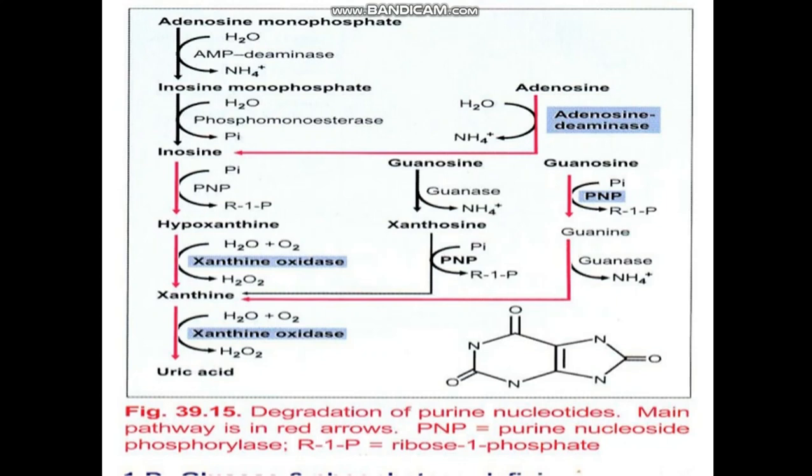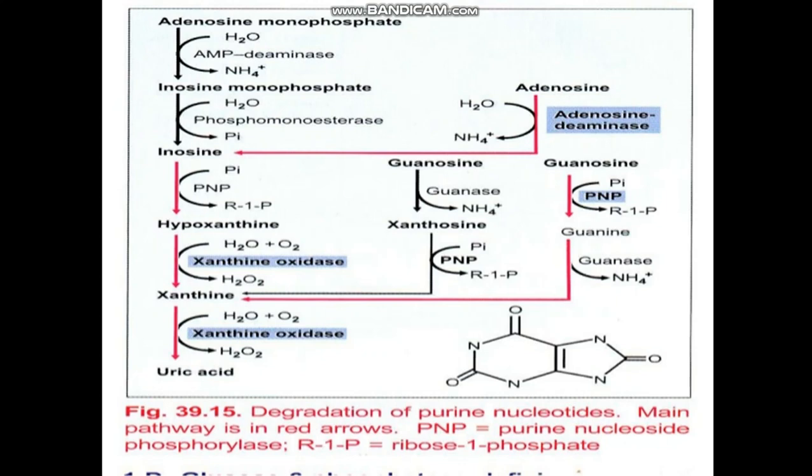And then inosine is acted upon by the purine nucleoside phosphorylase, which removes the ribose sugar and converts it to hypoxanthine. And then xanthine oxidase comes into the picture and converts hypoxanthine to xanthine, and xanthine is oxidized to uric acid, which is excreted. This happens with the adenosine.